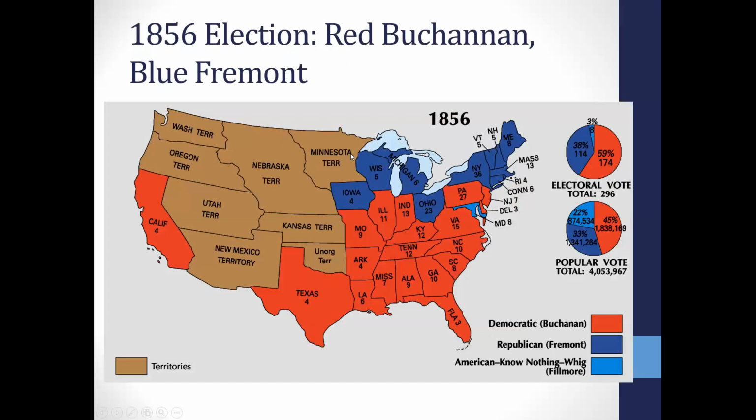Now, Buchanan's going to win. You can see this is completely a sectional election in that all of the South goes with Buchanan, and the only votes that Fremont of this new Republican Party will acquire are in the North.